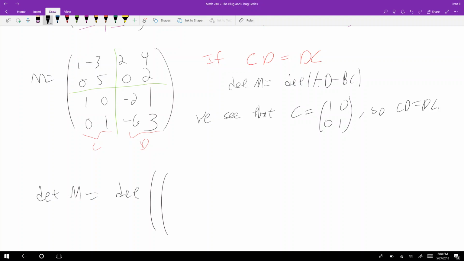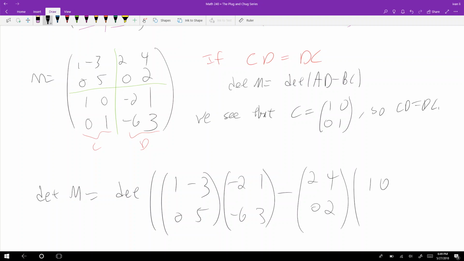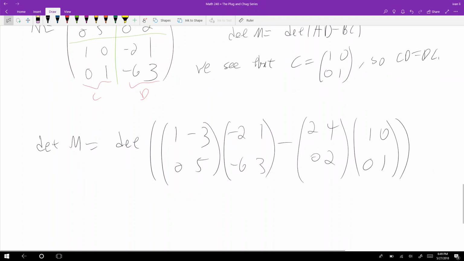of AD. Well, A is this top left matrix, so negative 1, 3, 0, 5, times D, which is going to be this bottom right-hand matrix, minus BC, right? Yeah, AD minus BC, which is then 2, 4, 0, 2 times 1, 0, 0, 1. So it's just the determinant of this first matrix multiplication, and then you have matrix subtraction, cool.